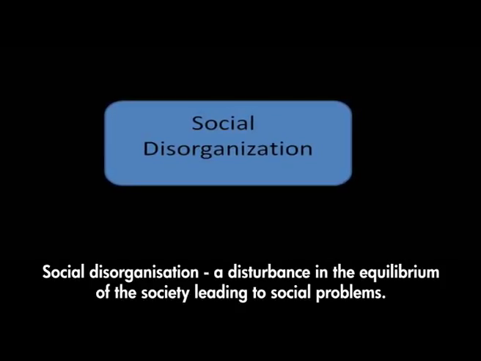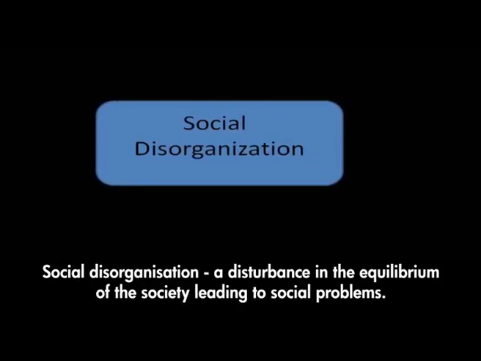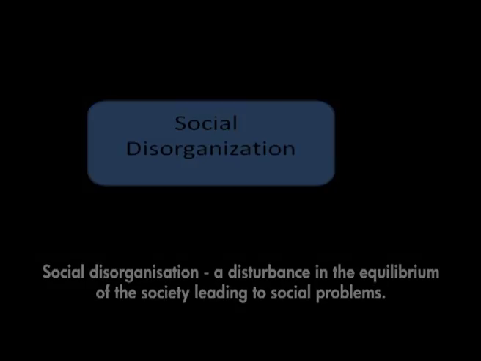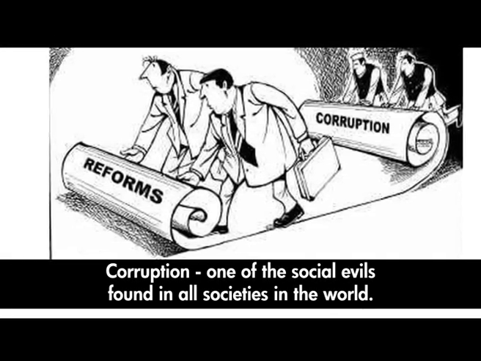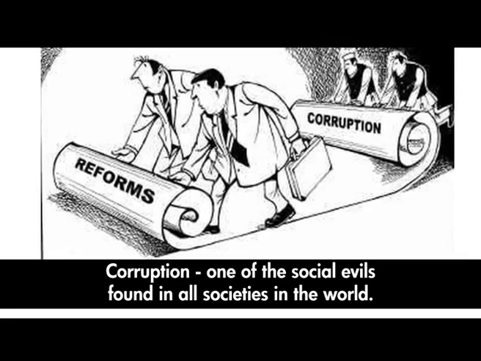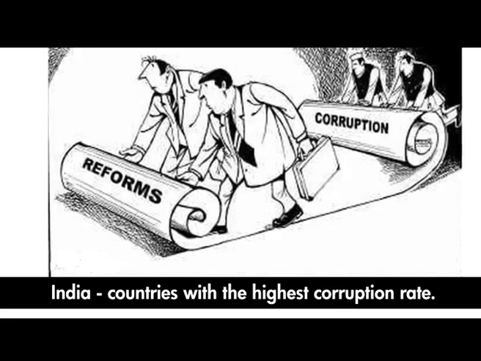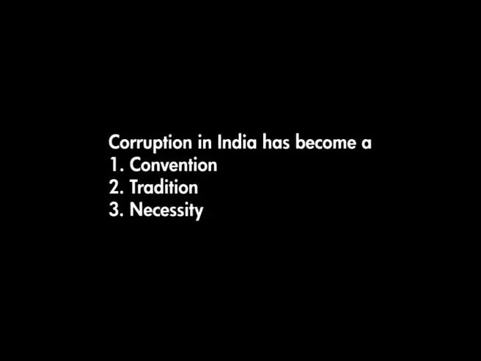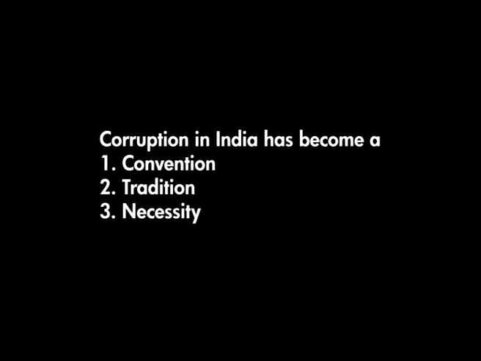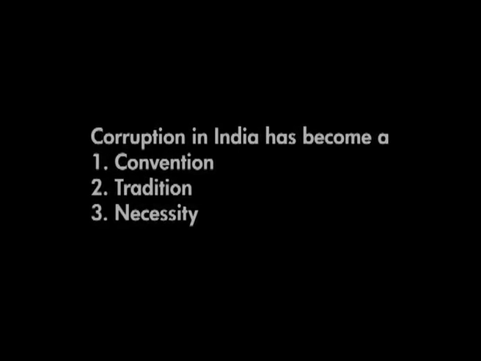Disorganization. Social disorganization is a disturbance in the equilibrium of the society, leading to social problems. Corruption. Corruption is one of the social evils found in all societies in the world. India is regarded as one of the countries with the highest corruption rate. It has many forms and dimensions. With the passage of time, corruption in India has become a convention, tradition, and a necessity. It is found in every sphere of man's life. It has become very deep-rooted in our Indian society.